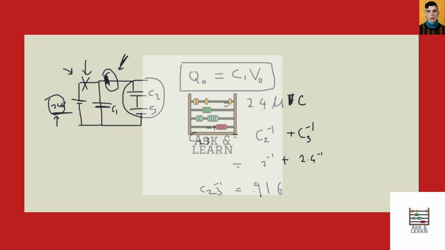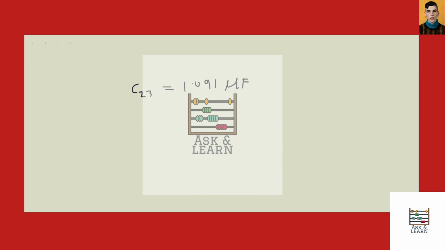Then let's find out the net capacitance of C2 and C3. So they are in series, as you can see here. So net capacitance C23 here is equal to C23 inverse is equal to C2 inverse plus C3 inverse. So C2 is 2 microfarad, C3 is 2.4 microfarad. If you perform this calculation, you get C23 inverse as 0.916. So taking inverse again, you will get C23 as 1.091 microfarad.